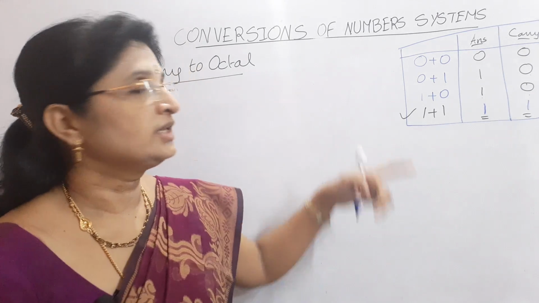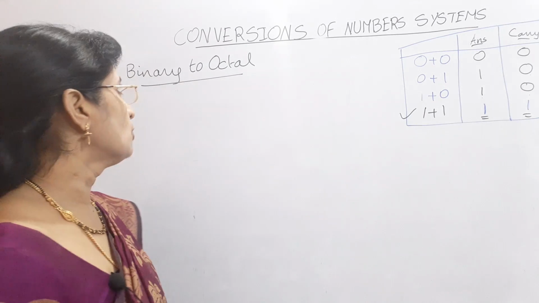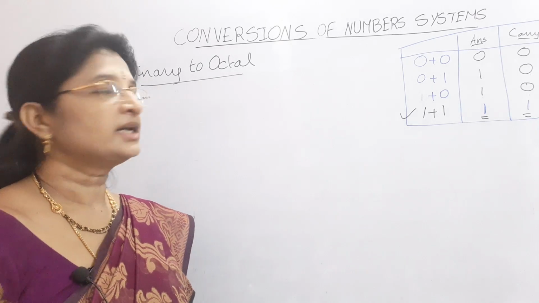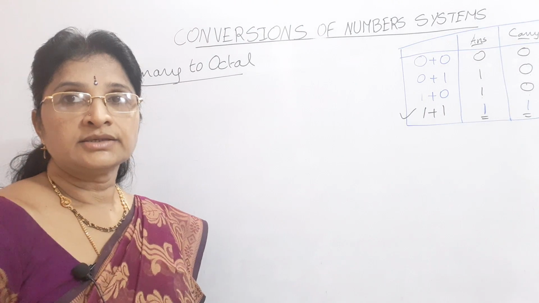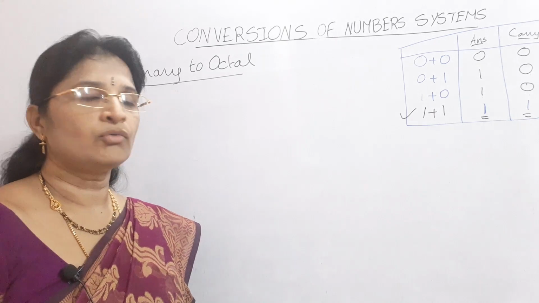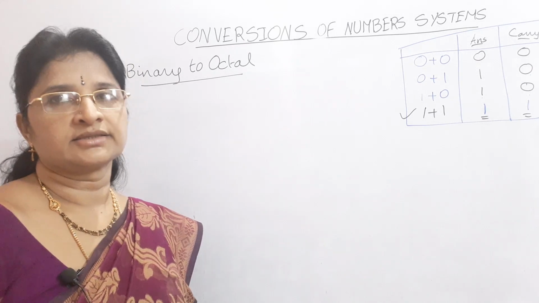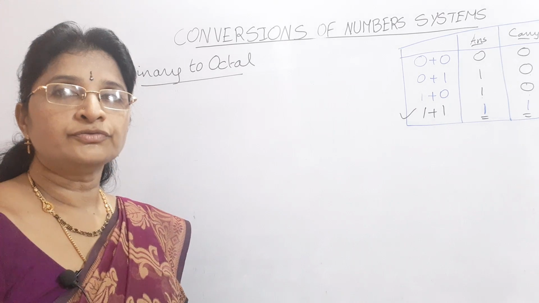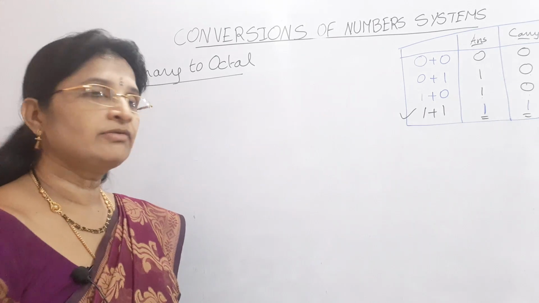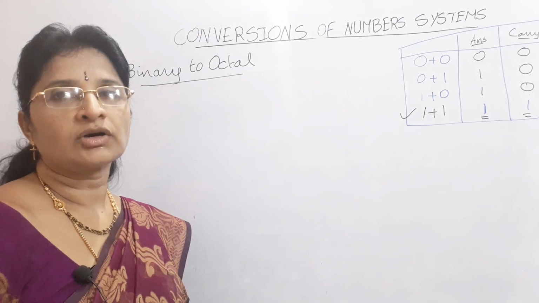After knowing this, now we will go to our binary to octal conversion. If you want to convert from binary to octal, first of all we should know what are the equivalent binary numbers to the 8 octal digits. What are the 8 octal digits? Those are 0, 1, 2, 3, 4, 5, 6, 7. So these are the octal digits. First of all we have to know the equivalent binary numbers for these octal digits, and how we can get them.